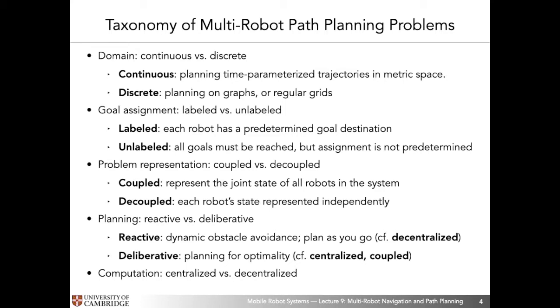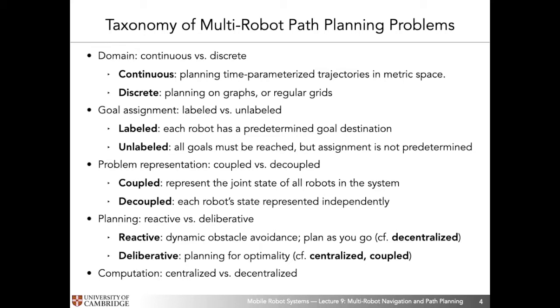Now, when we plan a path for a robot, in most cases we're assuming that this robot has a designated goal location. So a specific robot ID has an allocated location in space. That particular type of problem is referred to as a labeled planning problem. So each robot has a predetermined goal destination.